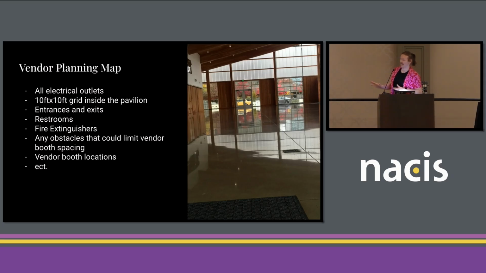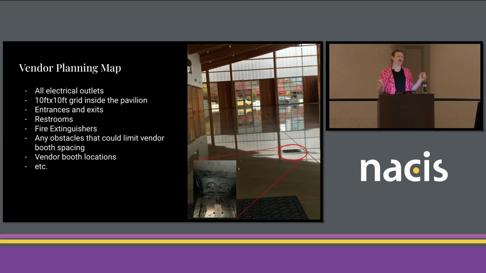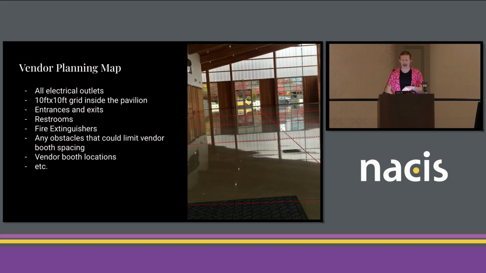So for the vendor planning map, we wanted to create something that would show all of the electrical outlets within the building because some of the tea vendors needed to plug in their electric tea kettles to serve hot water for their tea tastings. We also needed to map all of the 10 by 10 feet grids inside the building, which was really helpful for planning, and along with all sorts of other obstacles that vendors might need to know about when setting up booths.